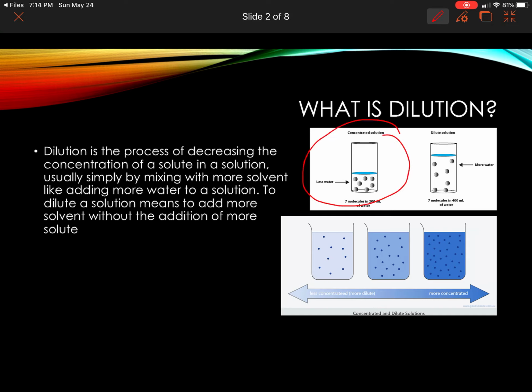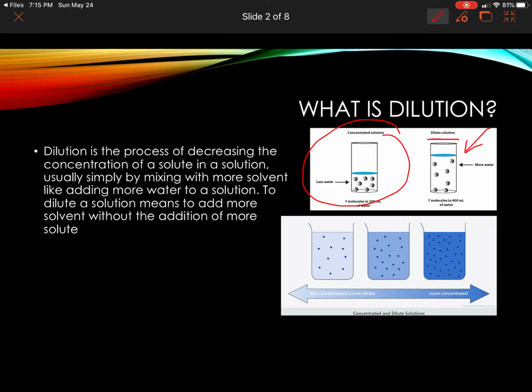So if you look here, this is a concentrated solution. You've got 7 molecules in 200 milliliters of water, and this one we just added more water to it, but we still have the same 7 molecules in there, but now it's in 400 milliliters of water. So the one I circled is the concentrated one, whereas this one is the diluted one.